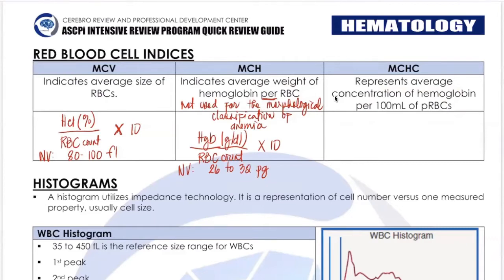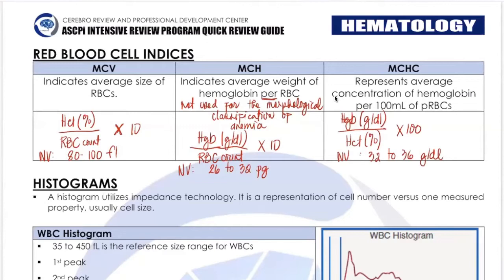Okay, so ano naman yung ating formula for this? This is hemoglobin in grams per DL divided by your hematocrit, that should be in percent, times 100. And what is the normal value for our MCHC? That is 32 to 36 grams per DL.